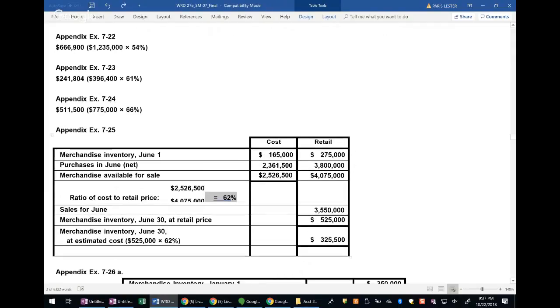Now, let's go ahead and do this little exercise first in the textbook, which is number 26. Go ahead and do number 26. We'll try to make sense out of all of it. Twenty-six is the gross profit method. Page 383.